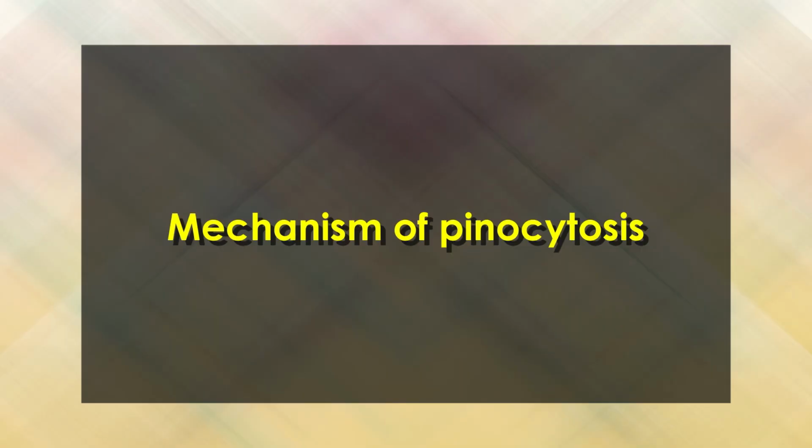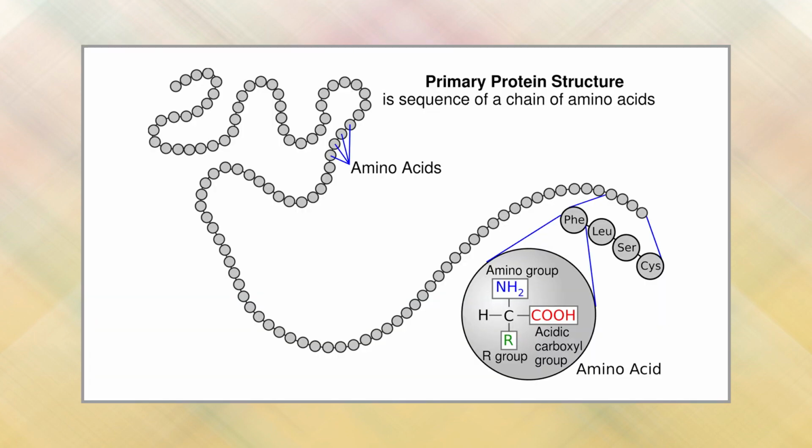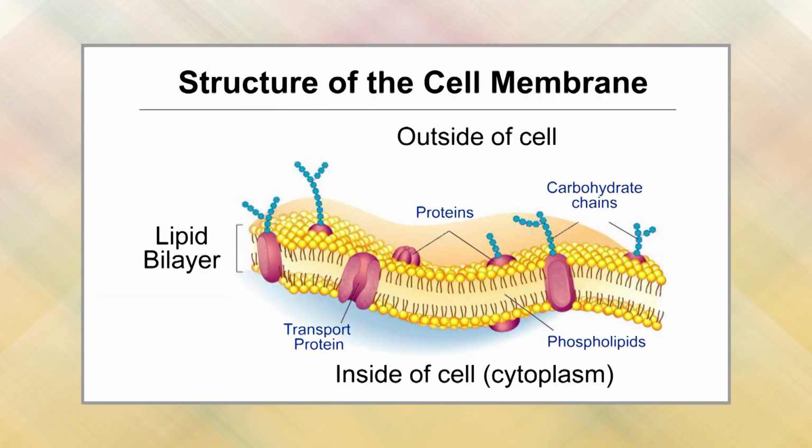Let's now explain the mechanism of pinocytosis. An inducer substance such as a protein binds to a receptor on the cell membrane. Then the cell membrane forms a small open-ended pocket, or invagination, around the part of the extracellular fluid that is going to be absorbed into the cell. The cell membrane starts to reconnect at the open end of the invagination, or pinch off.